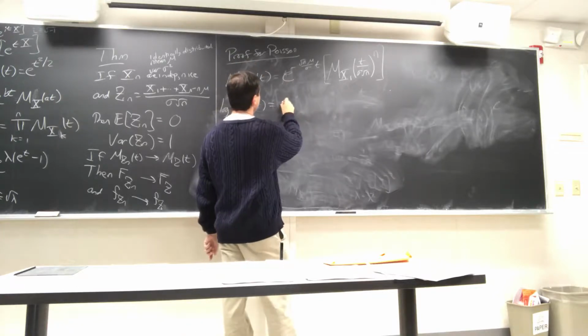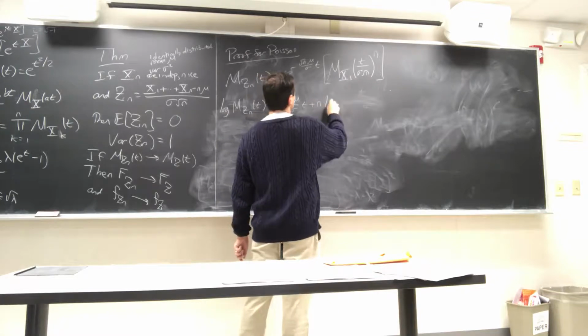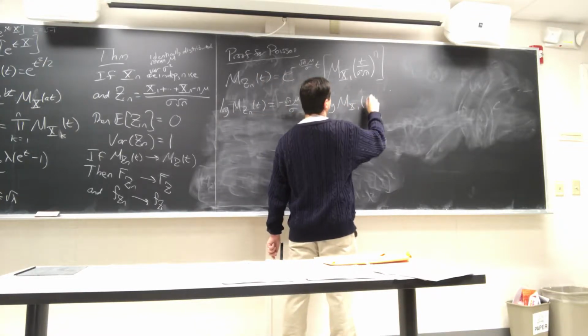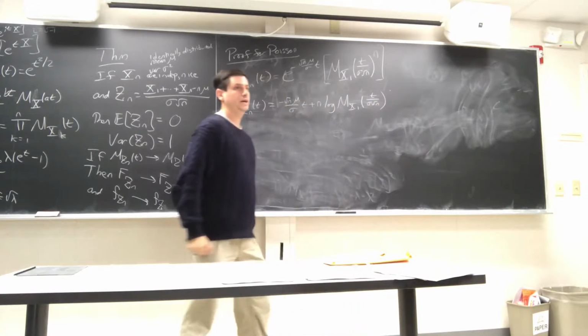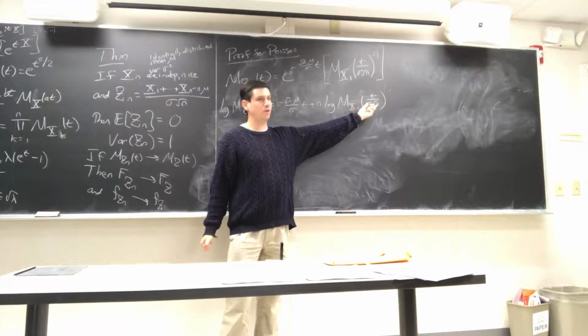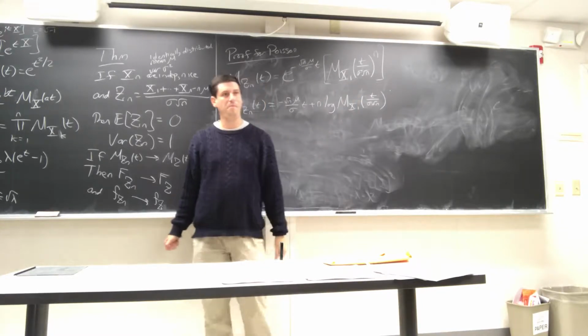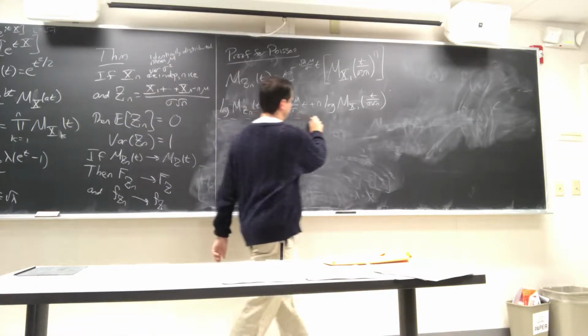Now it's going to just be negative square root of n mu over sigma t plus n times the log of the moment generating function of X1 at t over sigma square root of n. And if this is really close to 1, then the log is really close to 0. Okay, so this ends the general nonsense.